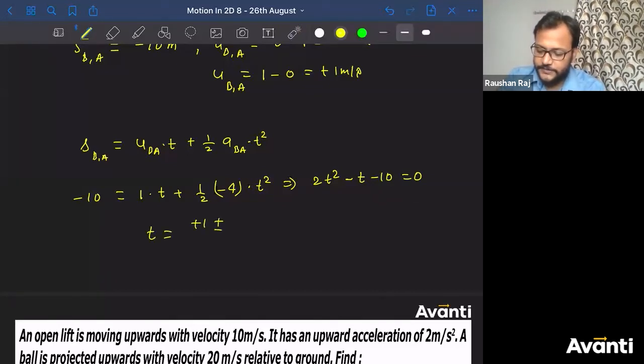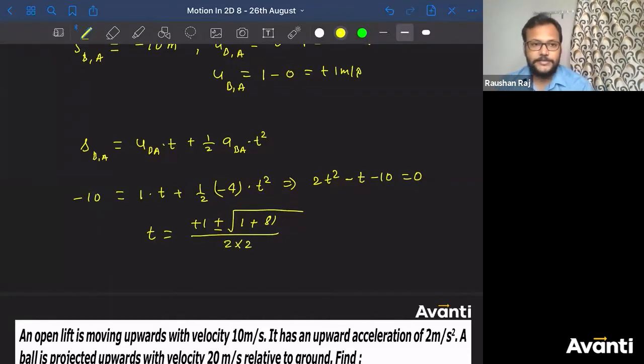Plus 1 plus minus square root of B square minus 4AC. So 1 minus 4 into 2 into 10 plus 4 into 10, 40. 40 into 10 is what? 81 divided by 2 into A, that is 2. Okay? So the square root of 81 plus 1 is approximately 9. So I'm approximating this and I'm writing 1 plus minus 9 divided by 4.